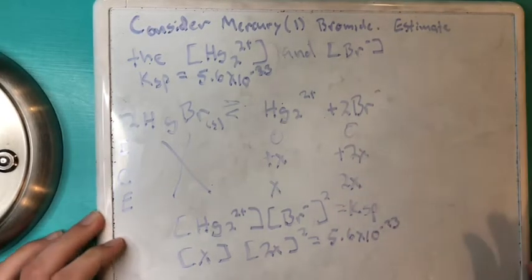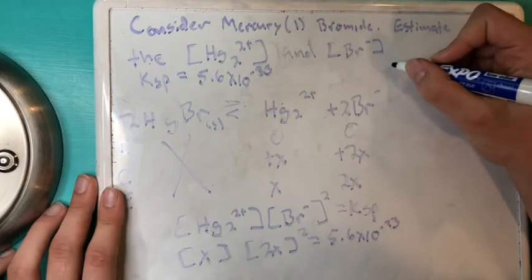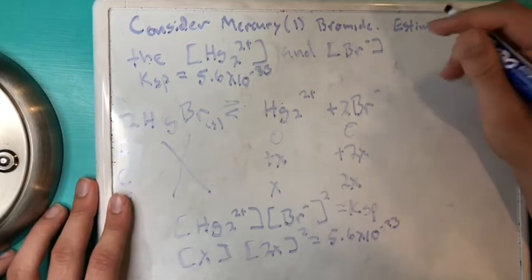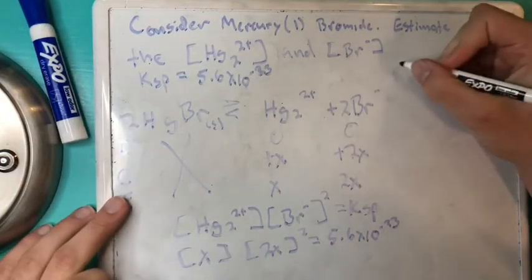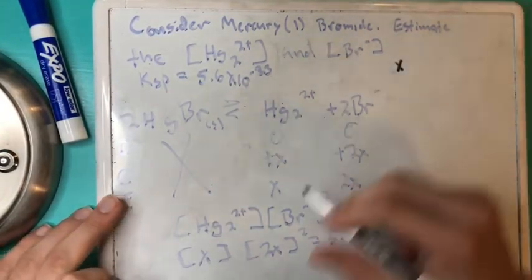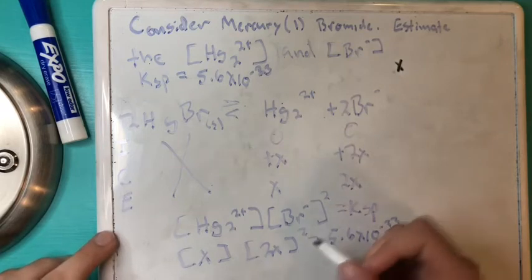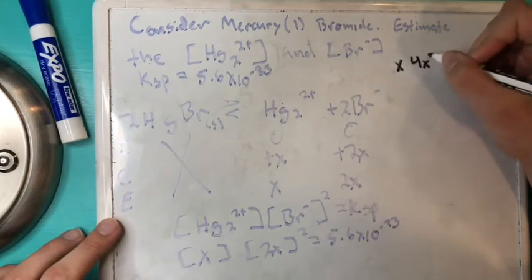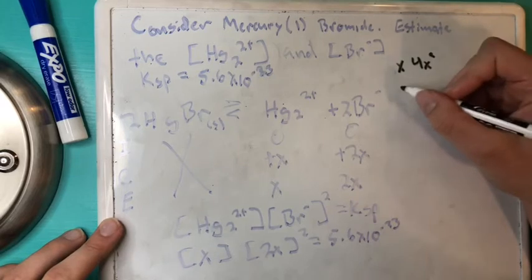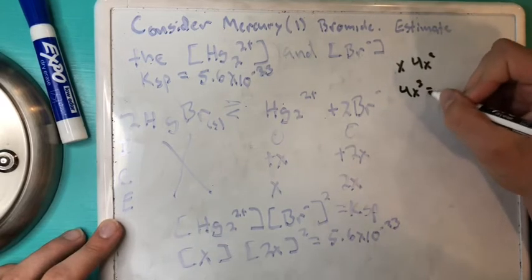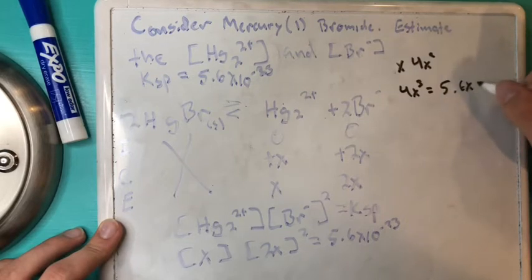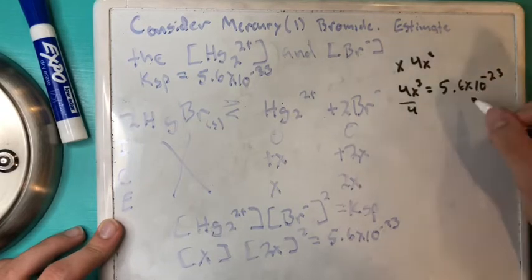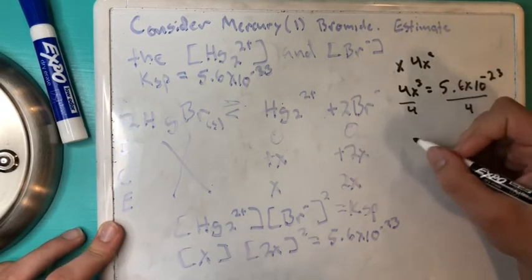I'm going to go back up here. So we have x, I'm going to get a different marker, x, and then 2x squared is just 4x squared. So we can combine those two terms to get 4x cubed equals 5.6 times 10 to the negative 23rd. Then we divide by 4, and this is all just simple algebra.